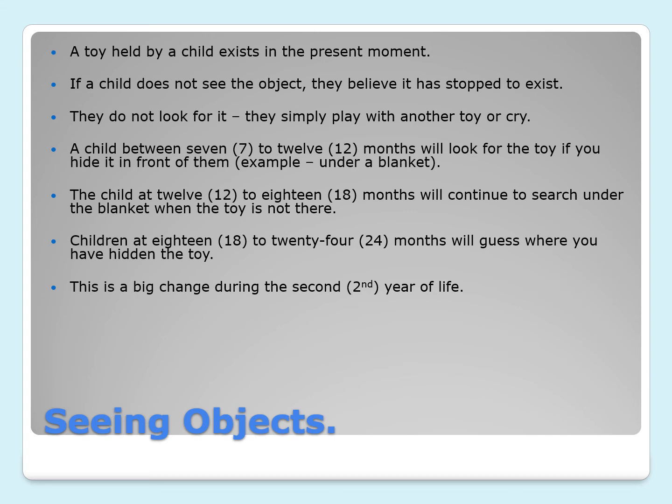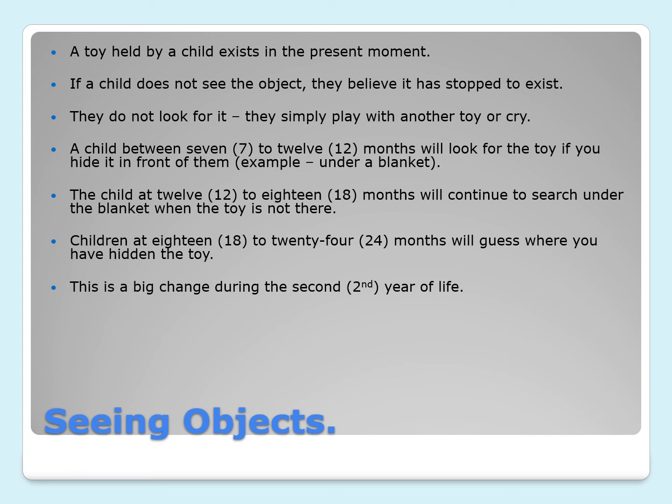The child at 12 to 18 months will continue to search under the blanket when the toy is not there. So at 7 to 12 months, they'll look under it, and if they don't see it, or you've moved it, they move on. A child at 12 to 18 months, well, you can continue to lift up the blanket and continue to look for it. They'll put the blanket back down, they'll lift it back up, they'll put the blanket back down, they'll lift it back up again, and they'll continue to do this for quite some time.